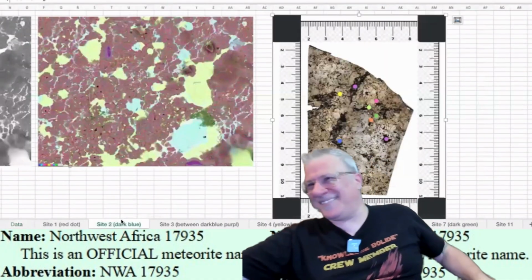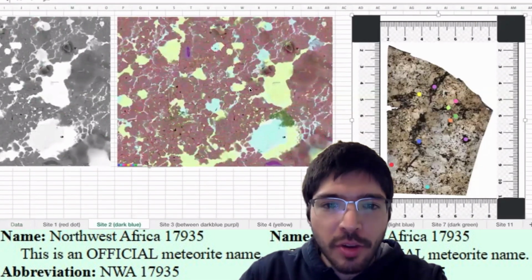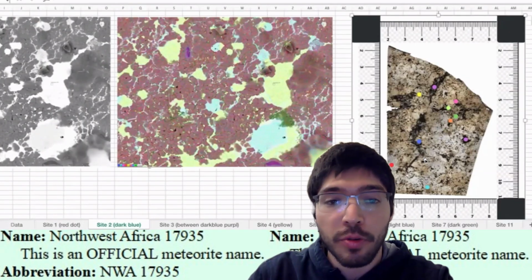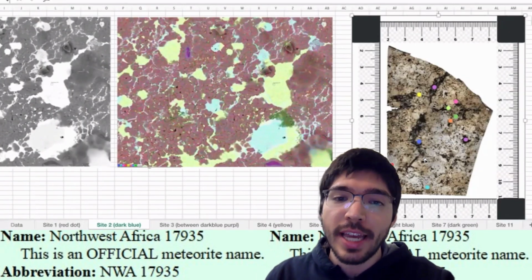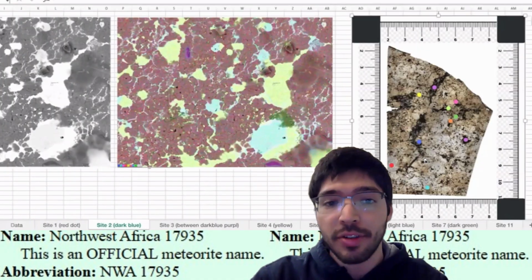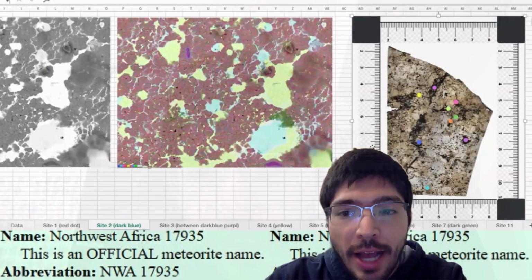Sorry. So site 2, we went to this dark blue area and we really zoomed in. So this is inside one of those shock melt veins that Topher was showing earlier. The sample has some really incredible, large shock melt veins that propagate throughout the entire sample through many slices. And so this is a nice area inside one of those veins.